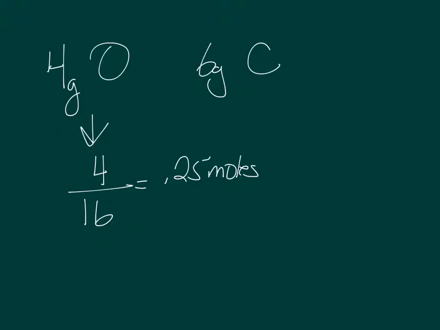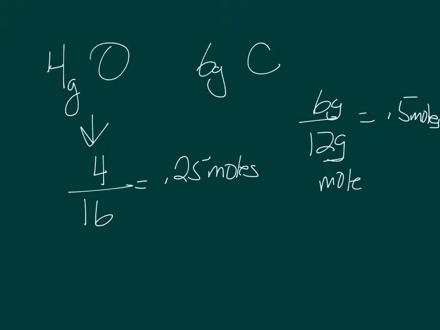Carbon is 12, so 6 divided by 12 grams per mole equals 0.5 moles. So 0.5 is bigger than 0.25. So carbon, the 6 grams of carbon, has more atoms. Because remember, a mole is just a counting number for atoms.